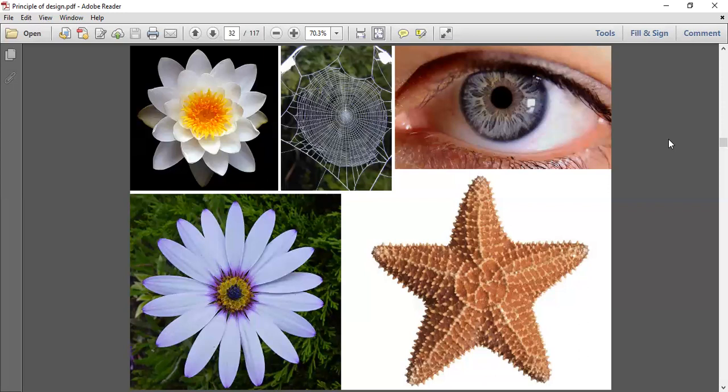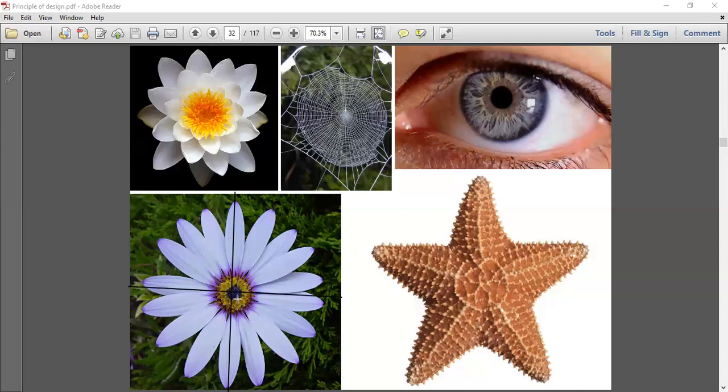One most important thing which you will have to remember is that every radial balance is a symmetrical balance, but every symmetrical balance is not a radial balance. How? Let's take some examples and understand how it is possible. For example, this particular flower, if I am considering a vertical axis, then it is similar on both sides, left hand side and right hand side, hence it is a symmetrically balanced composition. If I take the axis over here, again the same thing, symmetrically balanced composition.